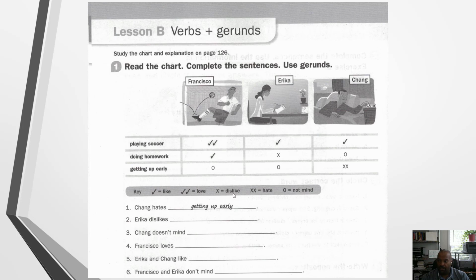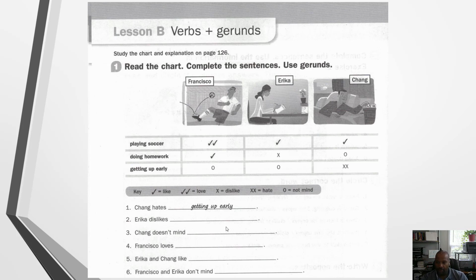And X means dislikes. So Erica doesn't like, or dislikes, doing homework. And then O means don't mind. So Chang doesn't mind doing homework. Now we can go in, look down here and answer our questions, based on our chart.